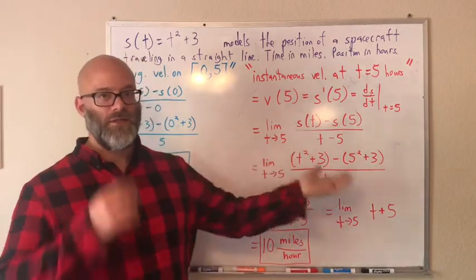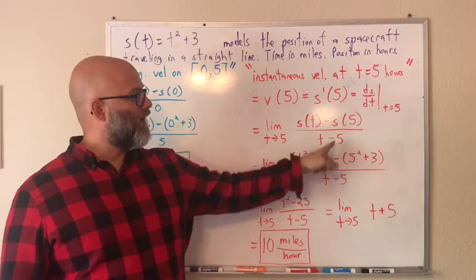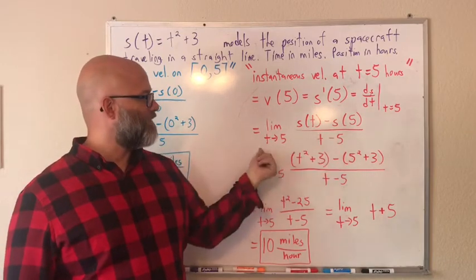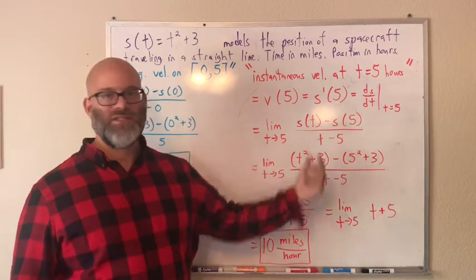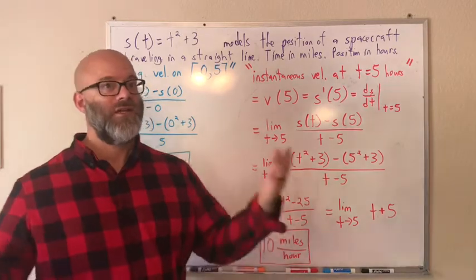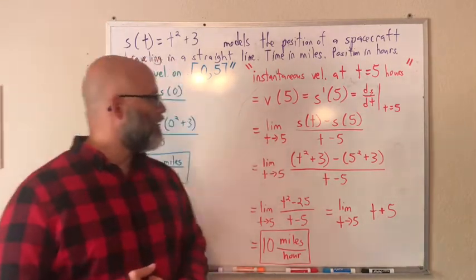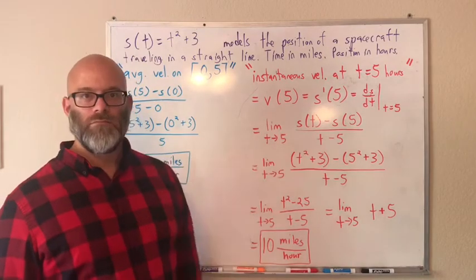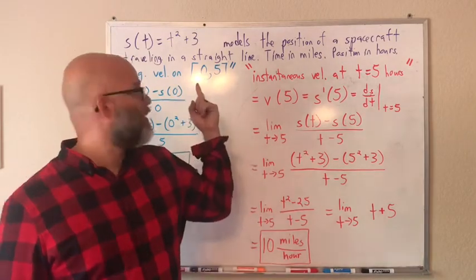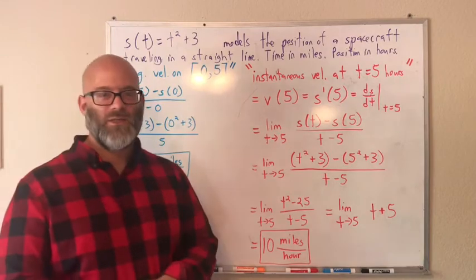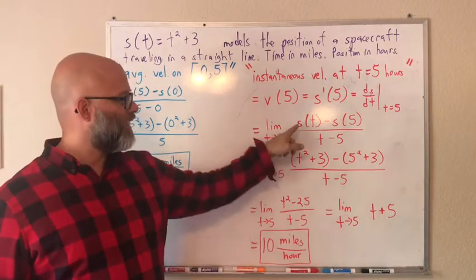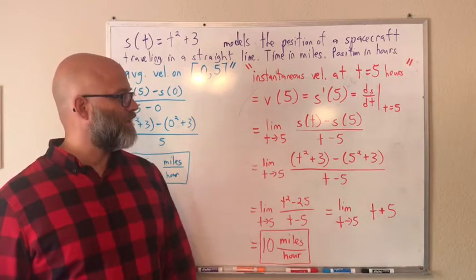The limit of the difference quotient: s of 5, s of t, drive t infinitely close to 5. These points come together, you still get a slope. You get an instantaneous slope at t equals 5. All right, well, what does s of t mean? Well, it was given right up here, right? s of t equals t squared plus 3. So just plug in for s of t, t squared plus 3.